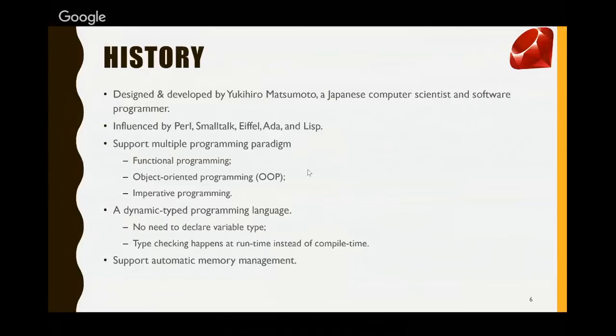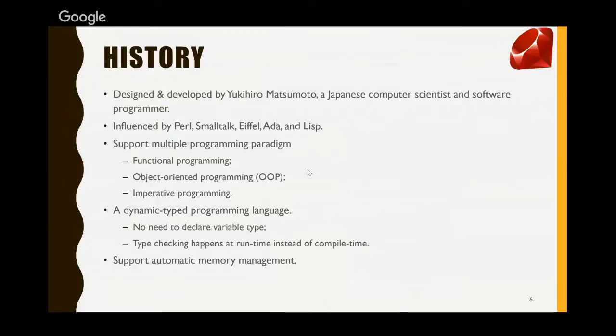So the paradigm here, you actually have different paradigms. Some other languages like Java are just object-oriented programming. Everything needs to be an object. Even if you want to write a small hello world program, you still need to instantiate a main class and main method. In Ruby, you can do functional programming, object-oriented programming, or imperative programming, so different programming paradigms.